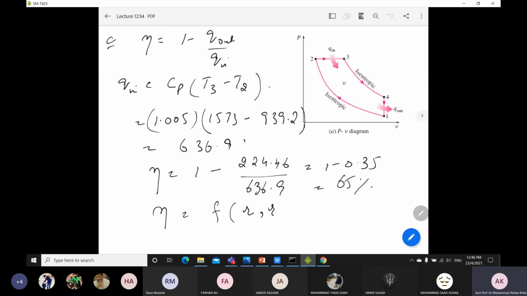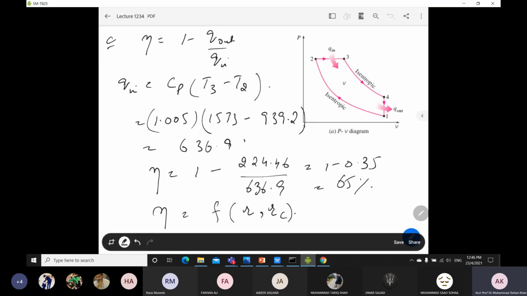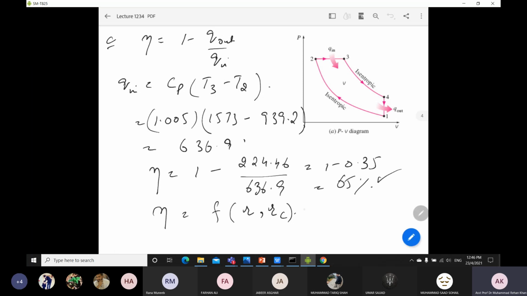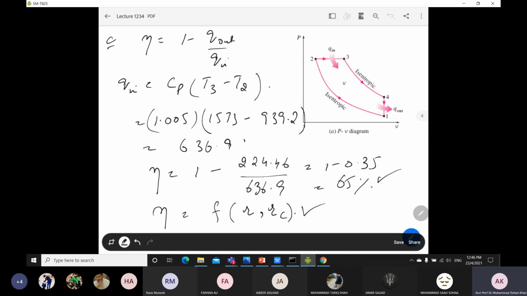Okay, so here you can also use the equation which we already derived in the previous lecture, which is a function of compression ratio and cutoff ratio. You can use that equation because r and rc values are known to us and k value is also known to us, so you can easily find the efficiency for the constant specific heat case, but only for the constant specific heat case. It is not valid for the variable specific heat. So you can find it either this way or this way. You can note it down, then I'll move towards the next question.